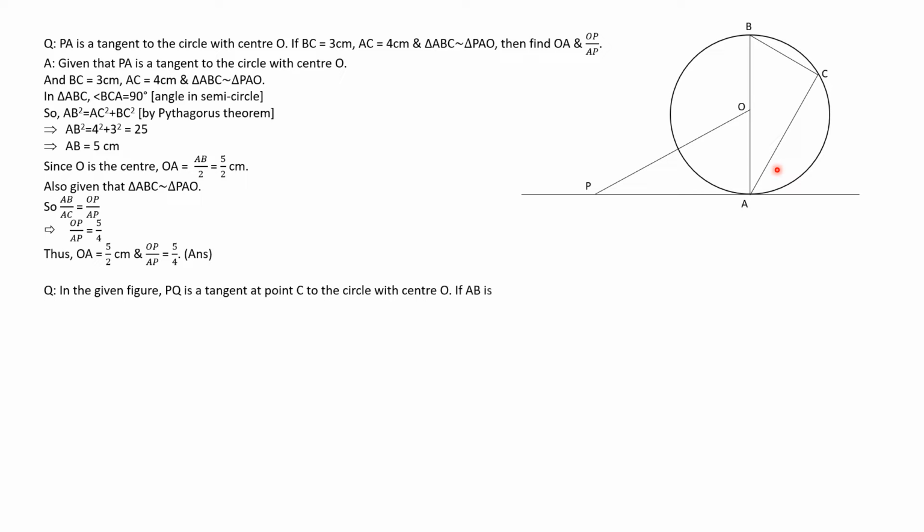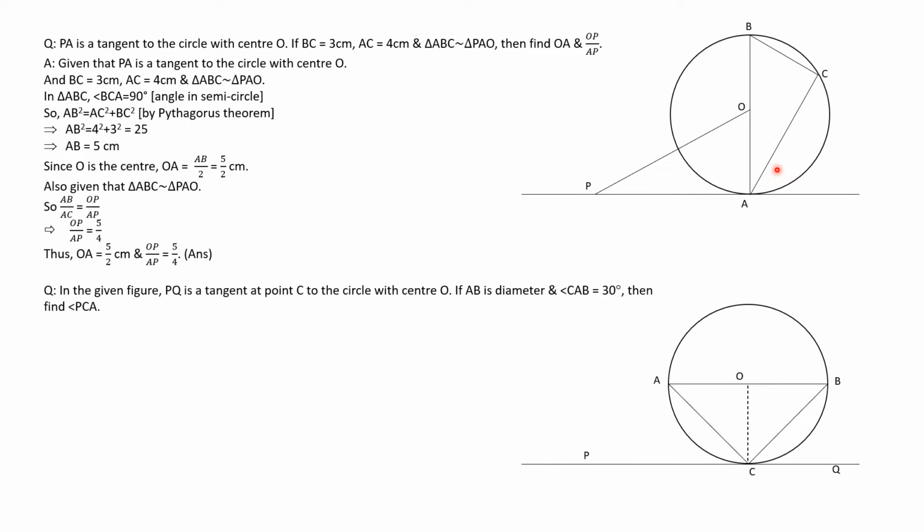In the given figure, PQ is a tangent at point C to a circle with center O. If AB is the diameter and angle CAB equals 30 degrees, then find angle PCA. Let's draw the picture. Given PQ is a tangent to the circle with center O, AB is the diameter of the given circle and angle CAB equals 30 degrees. That means this particular angle is 30 degrees.